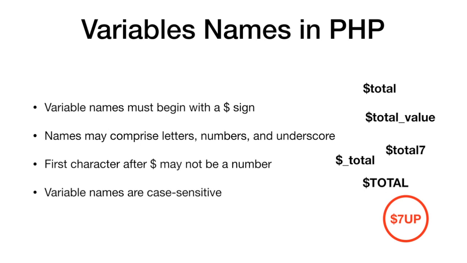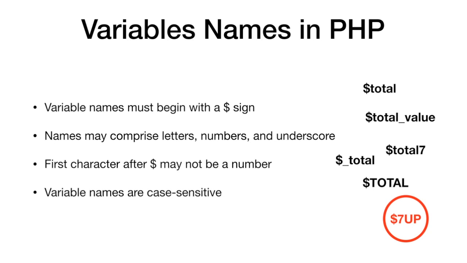In PHP then, there are some rules particular to PHP. In PHP, a variable name must start with a $ sign. So all of the variables will have a $ sign at the start. And then after that, it can have letters, numbers, or an underscore. However, the first character after the $ sign can't be a number. And then, very importantly, in PHP, variable names are case sensitive.